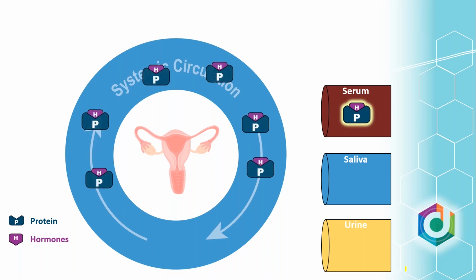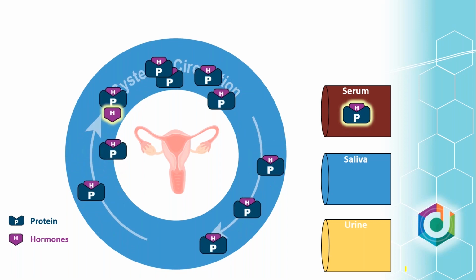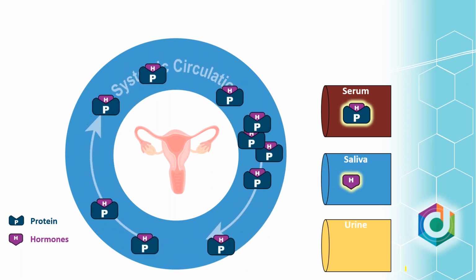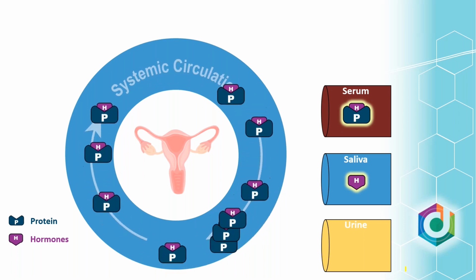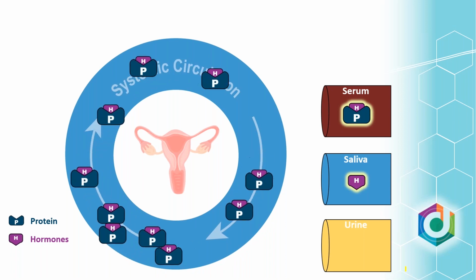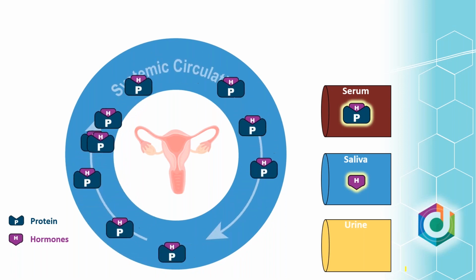Now, when we look at salivary testing, it's a little bit different. The free hormone is able to slide into the saliva, which is why the levels are so much lower there, and the hormone, as it's bound to the protein, which is most of what's circulating, is not able to get into the saliva gland. So only the free hormone gets into the saliva gland.